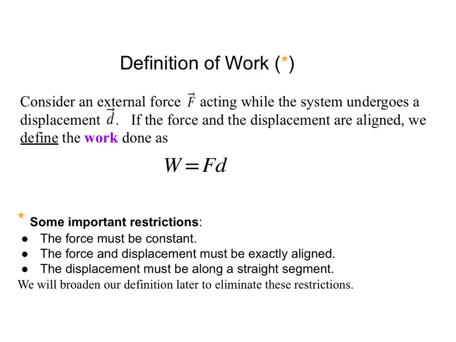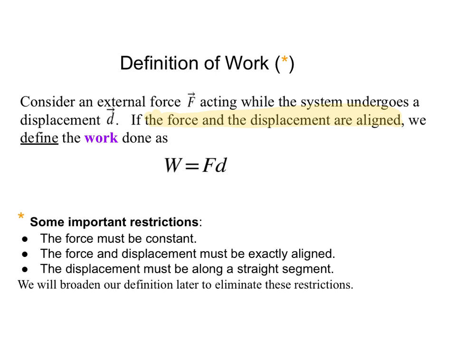The definition of work. Consider an external force F acting while the system undergoes a displacement d. If the force and displacement are aligned, and this will be really important, if they point in the same direction, then we define the work done as the force times the distance, or W equals Fd. At the moment, we're just making this definition, and I'm not telling you why we would define it that way, although it will end up being very useful. And it is really important that we have this.